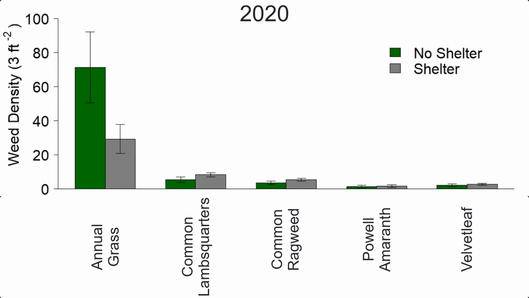Moving on to this year's results, this graph is set up the same way as the previous one, with the only difference being that there was little to no horseweed at this location. At this location, there was a large population of annual grass, and unlike 2019, annual grass densities were actually higher under full precipitation. Velvet leaf and Powell amaranth both had similar densities under full precipitation and reduced precipitation. In regards to common lamb's quarters, just like 2019, densities were higher under reduced precipitation. Also, this year, common ragweed densities were higher under reduced precipitation compared to 2019, where they were higher under full precipitation.